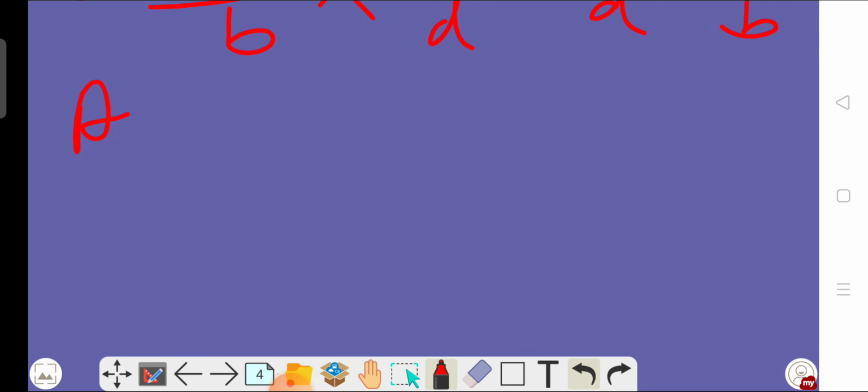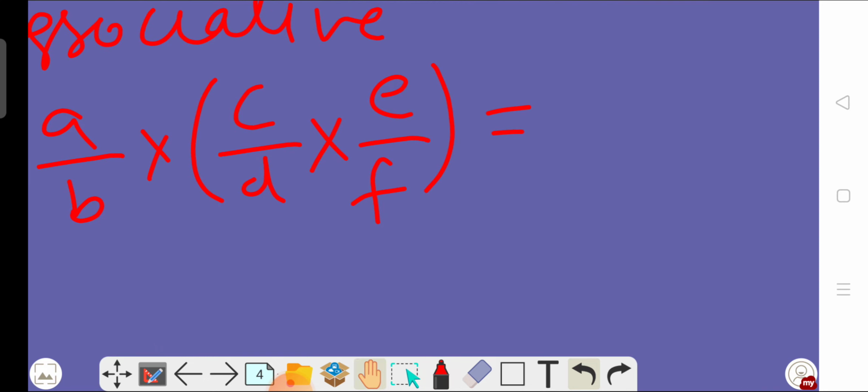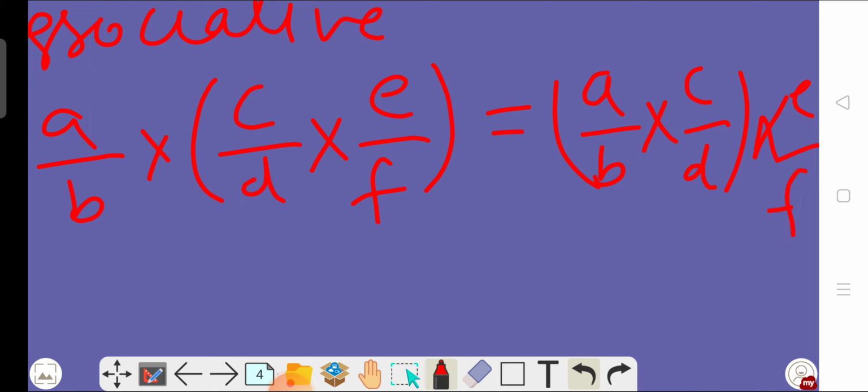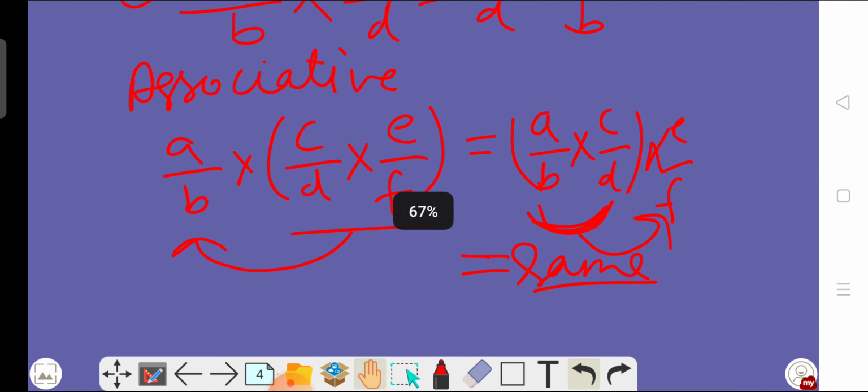The third property is associative. A by B multiplied by C by D multiplied by E by F is equal to A by B multiplied by C by D multiplied by E by F, with different grouping. It means, beta, whether we multiply the last two rational numbers first and then the first one, or we multiply the first two rational numbers first and then the third one, in all cases the result is the same. There is no effect on the result. So this is the associative property of rational numbers.